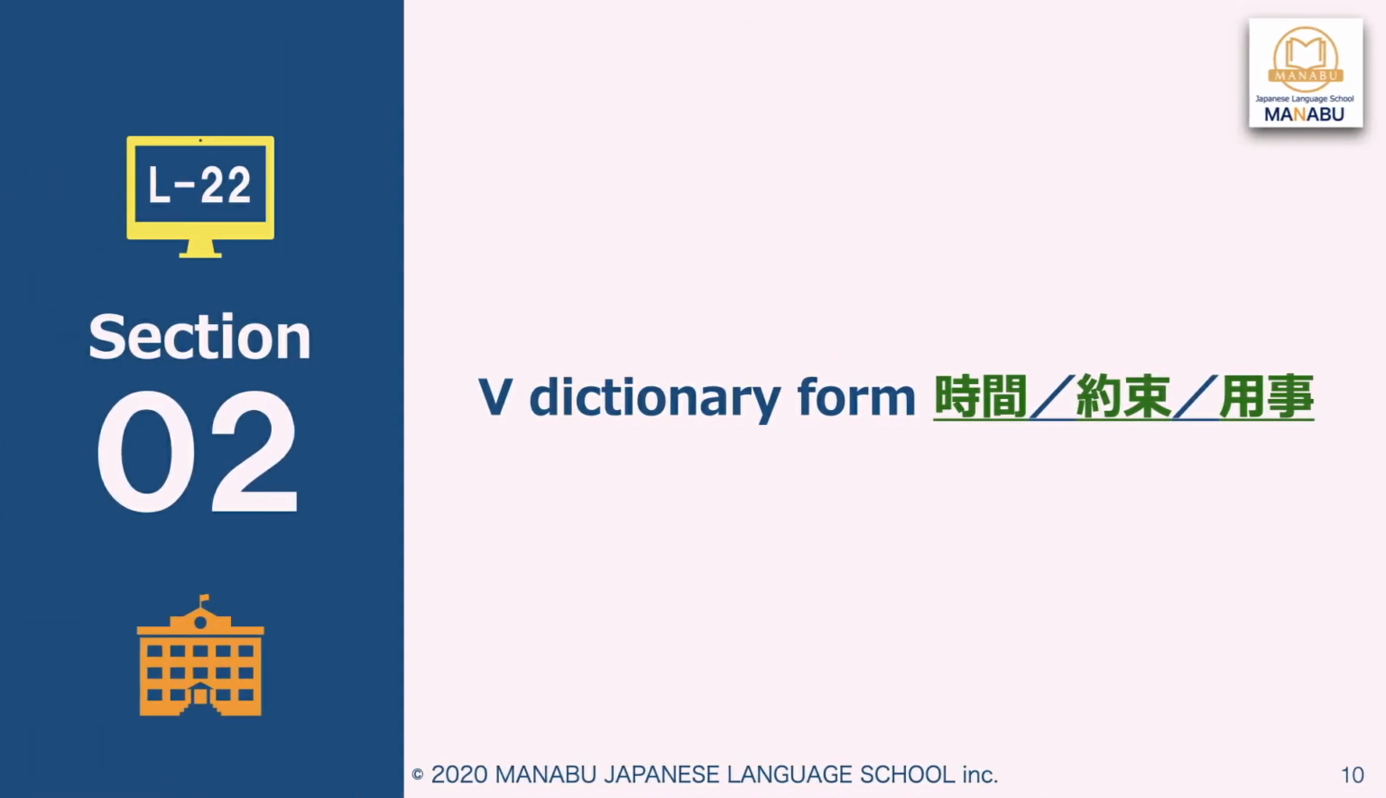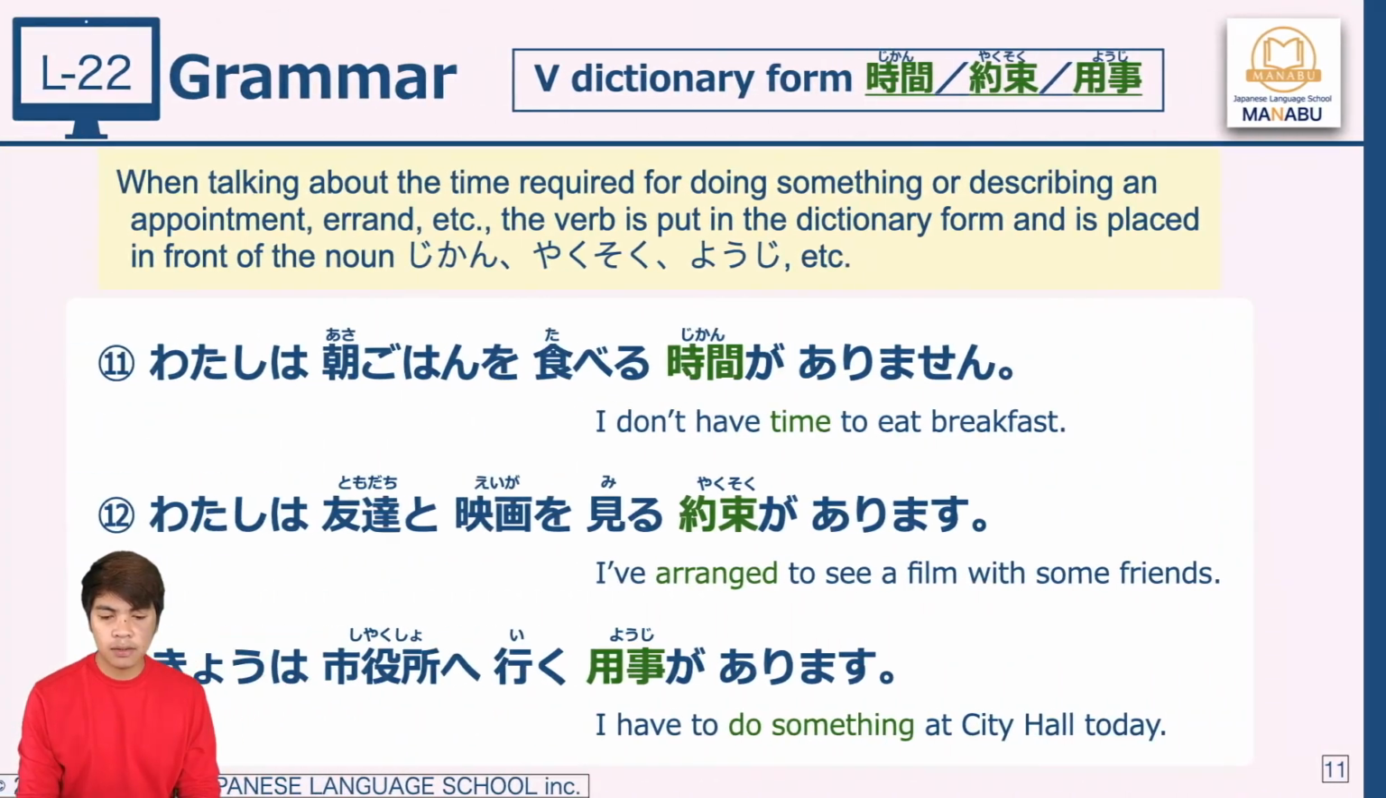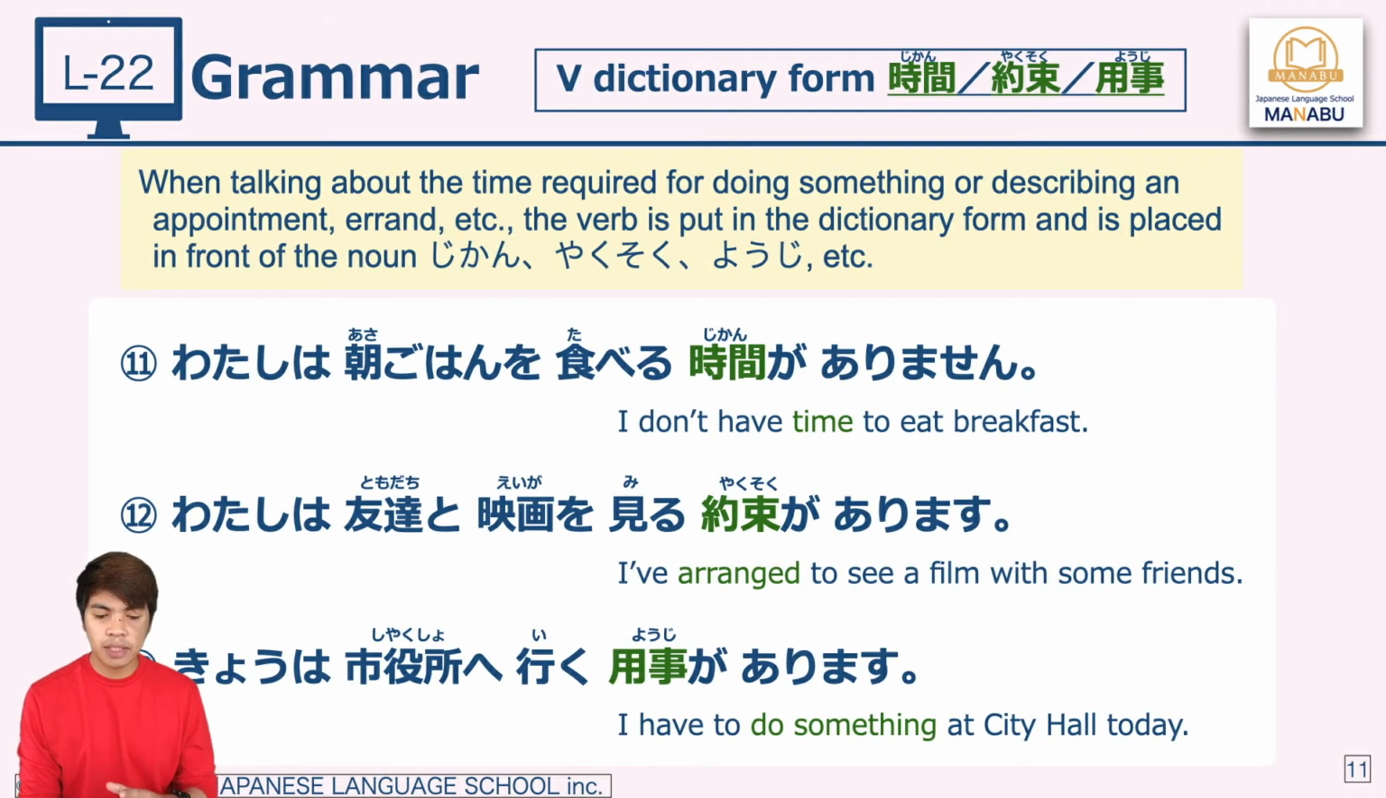Grammar point number 2. The verb dictionary form jikan, verb dictionary form yakusoku, and the verb dictionary form yoji. Jikan means time, yakusoku means appointment or a promise, and the word yoji means errands or something to do. So when talking about time required for doing something or describing an appointment or errand, the verb is put in the dictionary form and is placed in front of the noun jikan, yakusoku, yoji, etc.